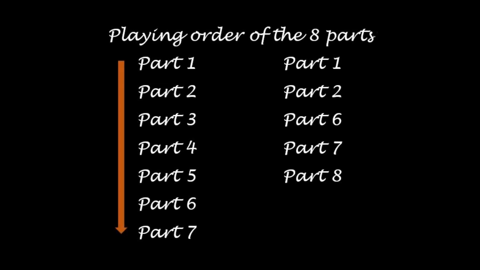So you start by playing part number 1 and play all the parts through to part number 7. Thereafter there's a short artistic pause before you start playing part number 1 and 2 again, which is the intro of the piece. Thereafter you play part number 6 and 7 again, which you could call the climax or high point of the piece. And finally, part number 8, which is the outro.